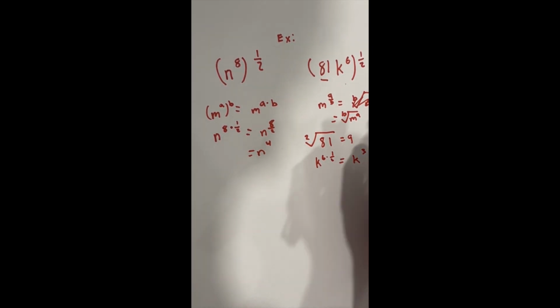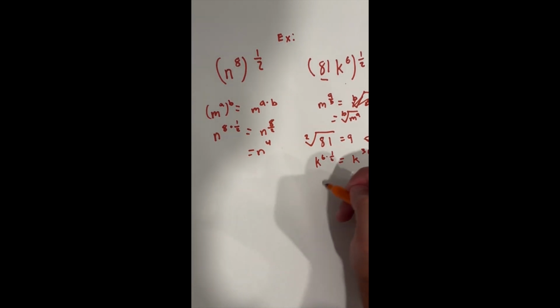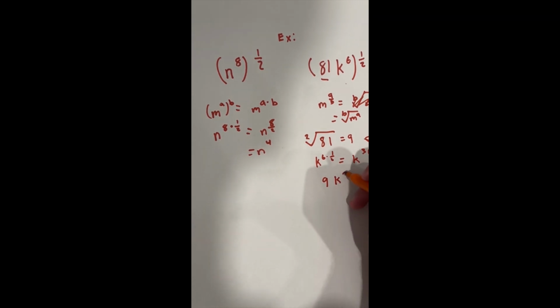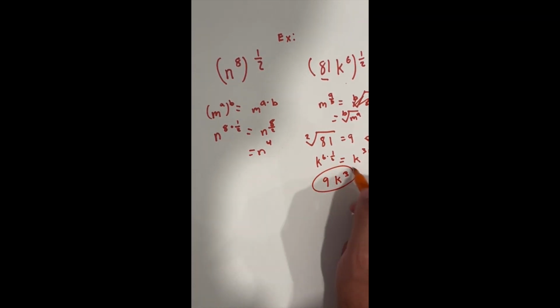So now we want to combine these two answers that we got. So we're going to get 9k to the power of 3. And those are our two answers.